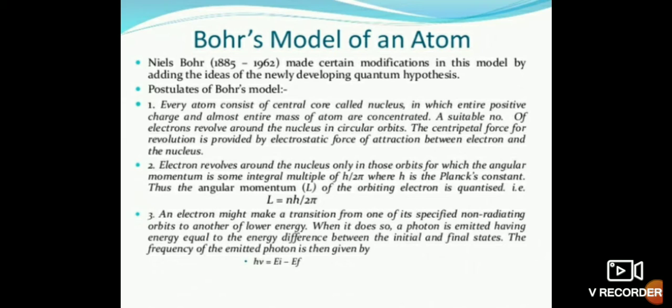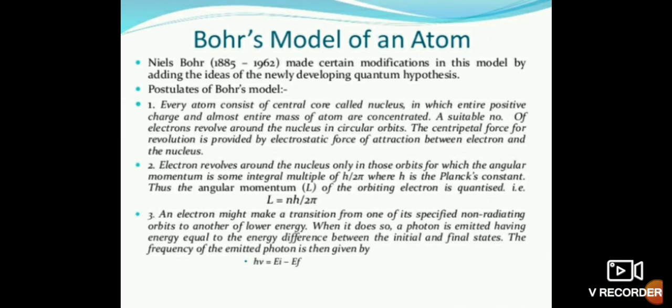Bohr's model of an atom. Niels Bohr made certain modifications in this model by adding the ideas of the newly developing quantum hypothesis. Postulates of Bohr's model: Every atom consists of a central core called the nucleus, in which the entire positive charge and almost the entire mass of the atom are concentrated. A suitable number of electrons revolve around the nucleus in circular orbits. The centripetal force for revolution is provided by the electrostatic force of attraction between the electron and the nucleus.